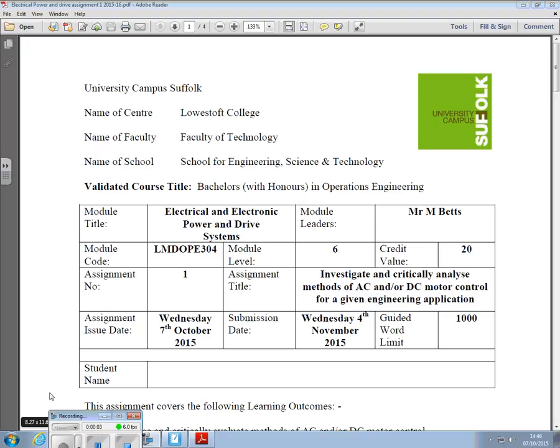Introduction to assignment 1 then, and I'll record this for posterity. So, it is Electrical Power and Drive Systems assignment 1. The assignment title is Investigate and Critically Analyse Methods of AC and or DC Motor Control for a given engineering application. It's issued today, 7th of October, due in on Wednesday the 4th of November.